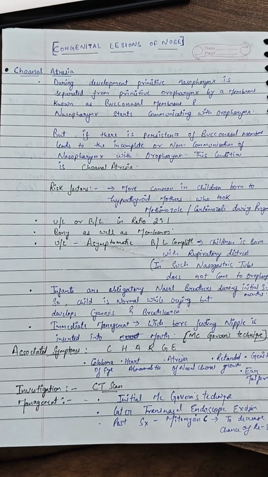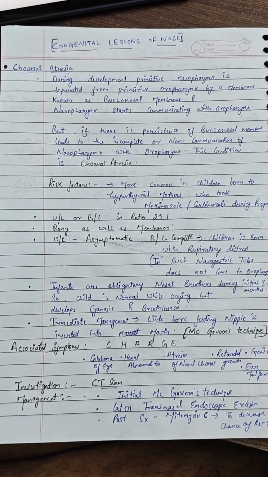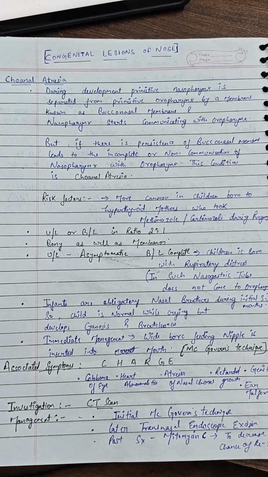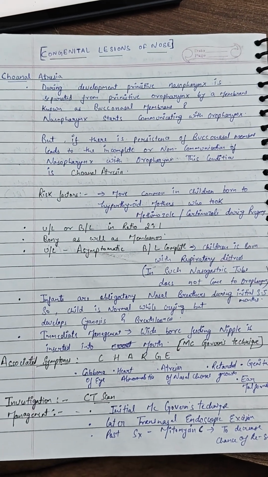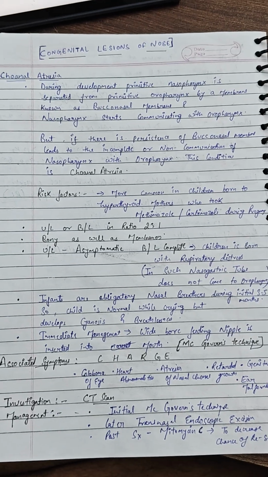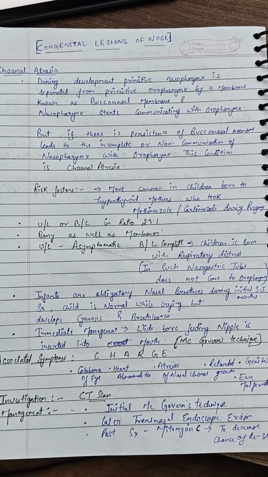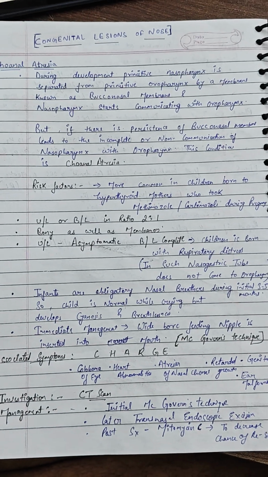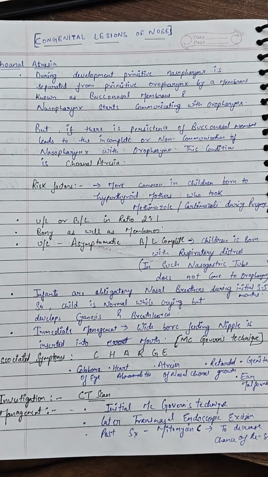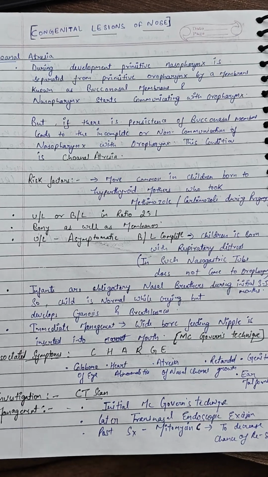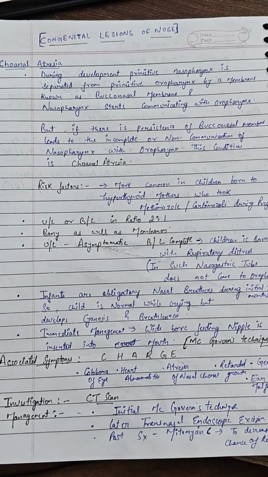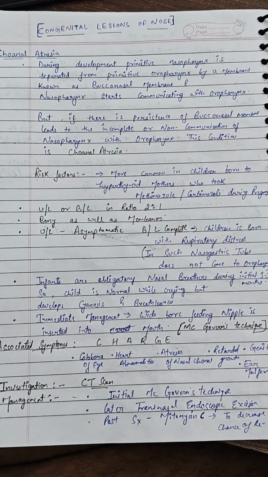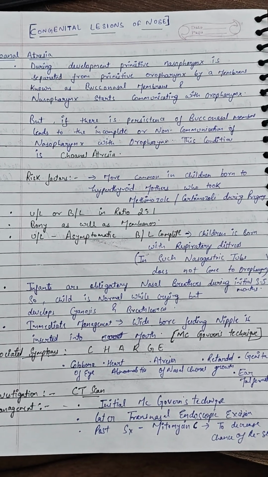So during the development, the primitive nasopharynx is separated from the primitive oropharynx by a membrane known as the bucco-nasal membrane, and then the nasopharynx starts communicating with the oropharynx. This usually occurs normally, but if there is a persistence of the bucco-nasal membrane, which leads to incomplete communication or non-communication of the nasopharynx with the oropharynx, this condition is known as choanal atresia.